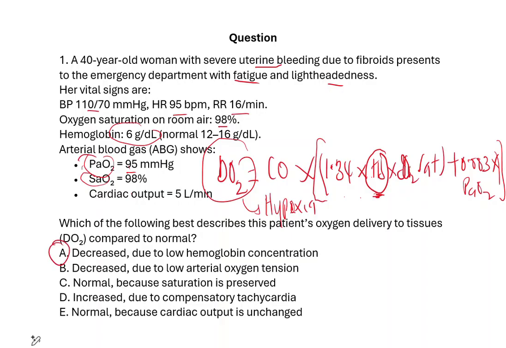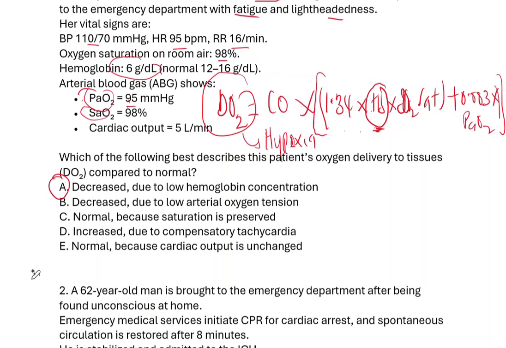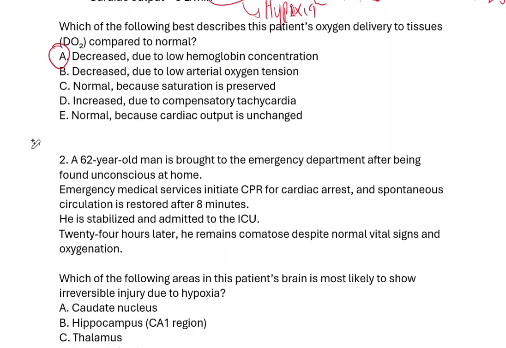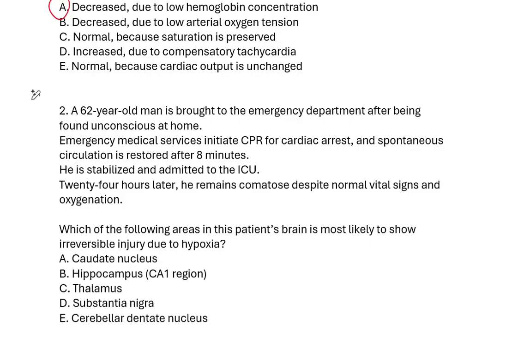So let's do the last question before we stop. A 62-year-old man is brought to the emergency department after being found unconscious at home. Emergency medical service initiates CPR for cardiac arrest, and spontaneous circulation is restored after 8 minutes, right? Remember, we said that irreversible brain damage after cardiac arrest happens between 3 to 5 minutes. So it looks like we're a little bit late here, right? He is stabilized and admitted to the intensive care unit.